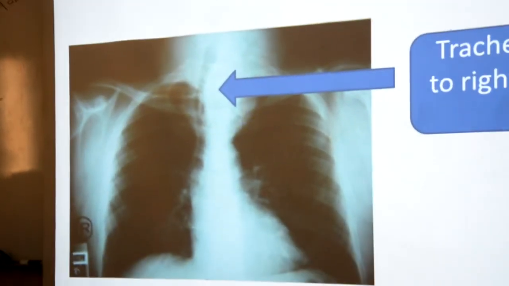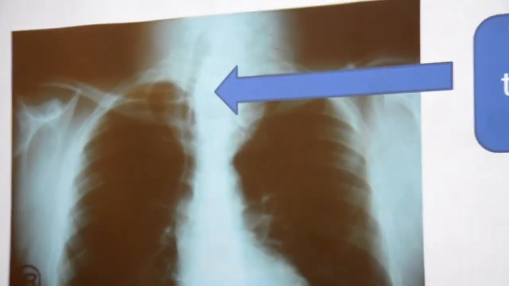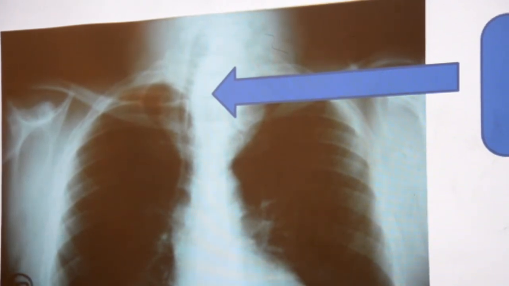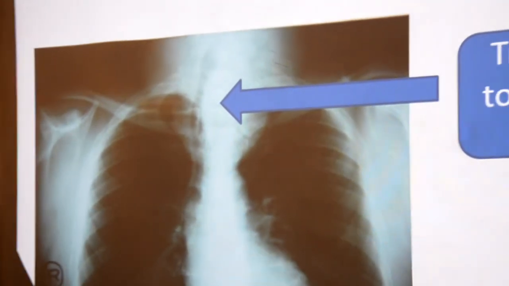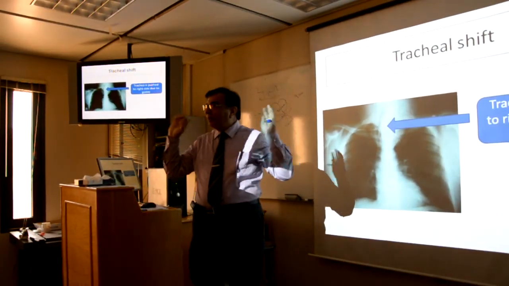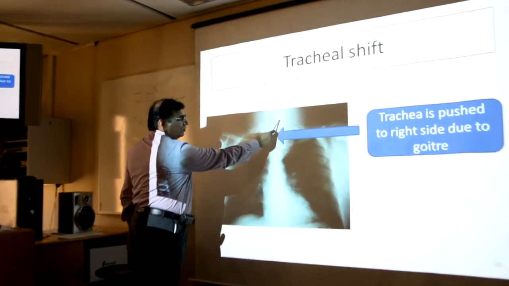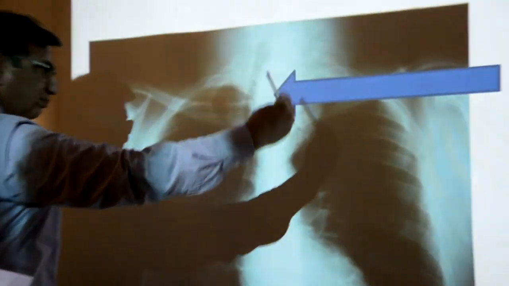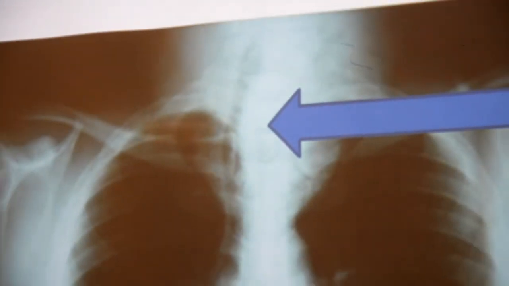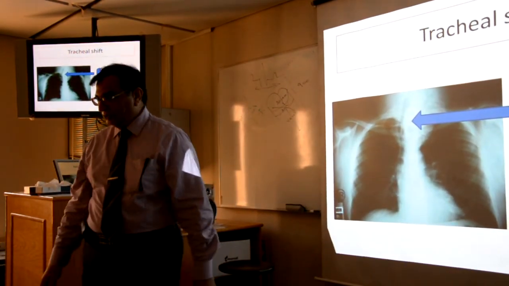See in this example, it is deviated to the right side. Is it pulled or pushed? Pushed. It is pushed because of what? Fibrosis? No, fibrosis and collapse will pull. There is no collapse. When it is pushed, the other side is involved. So there is a soft tissue mass of the thyroid which is pushing the trachea. So understanding this concept of pull and push is important, suggesting some underlying pathologies.